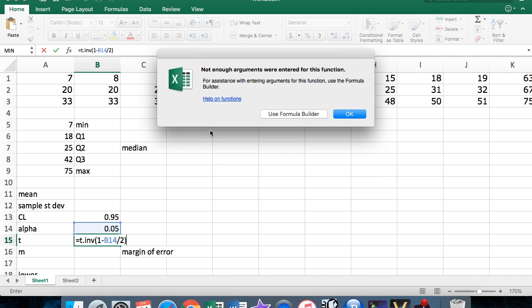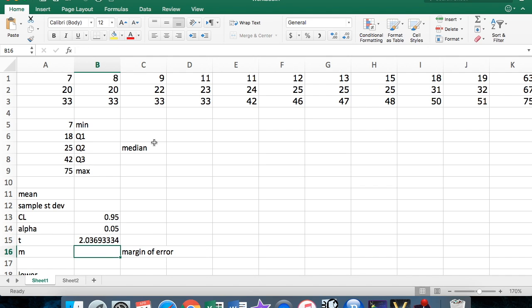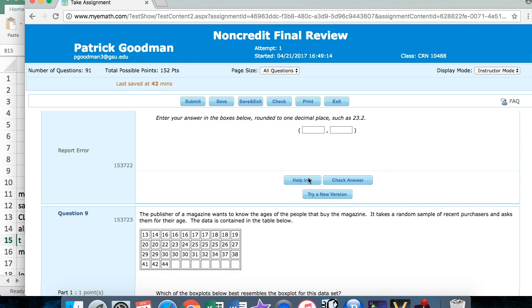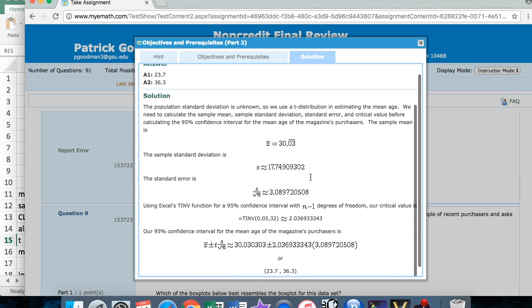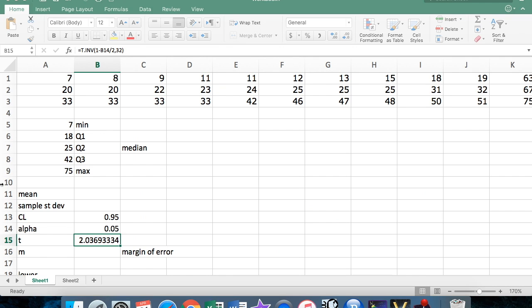Then they ask for the degrees of freedom in this case. The degrees of freedom, remember, is always your n minus 1. It said we had 33, so it would be 33 minus 1, which is 32. So this would be the t, and I think that's what they got too, right? Let's check. About 2. Yeah, they got the same thing. Okay, so let's get these values here.